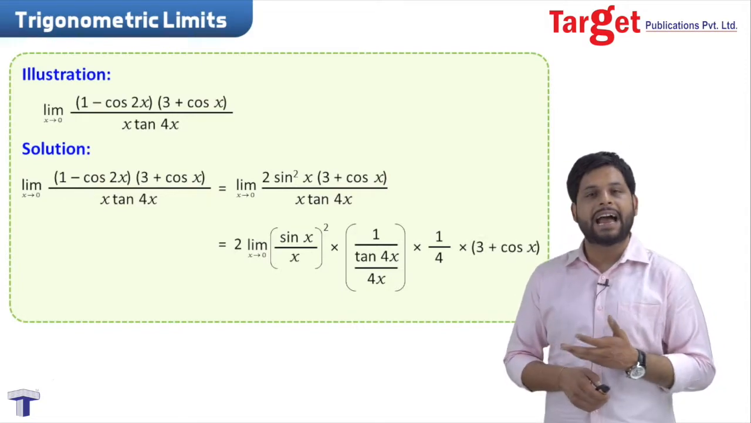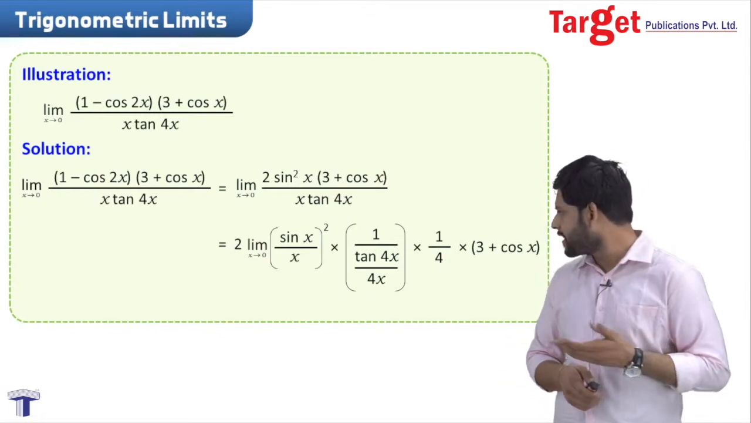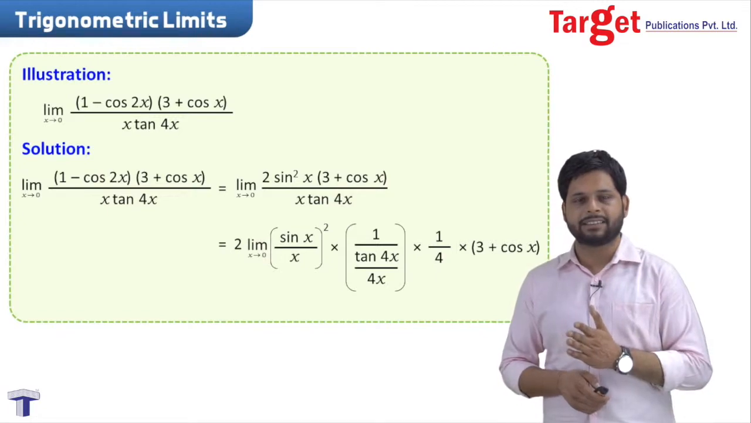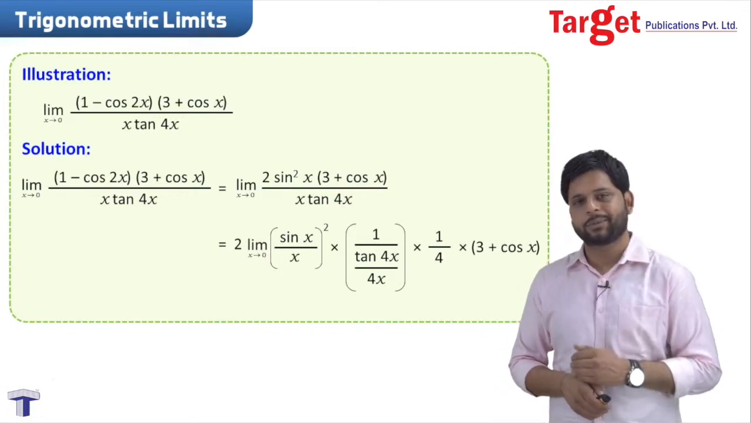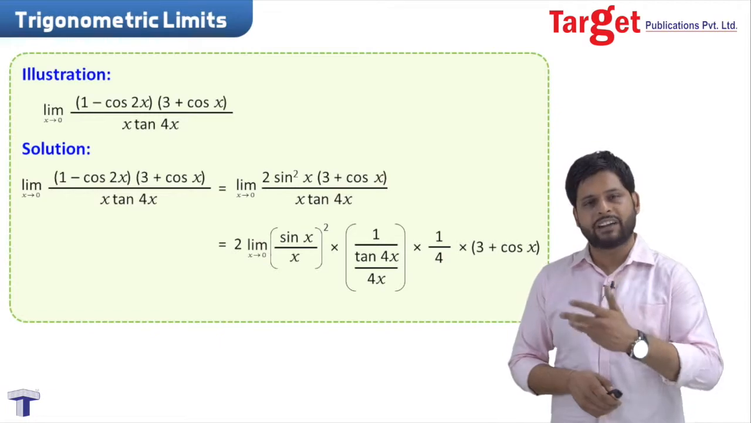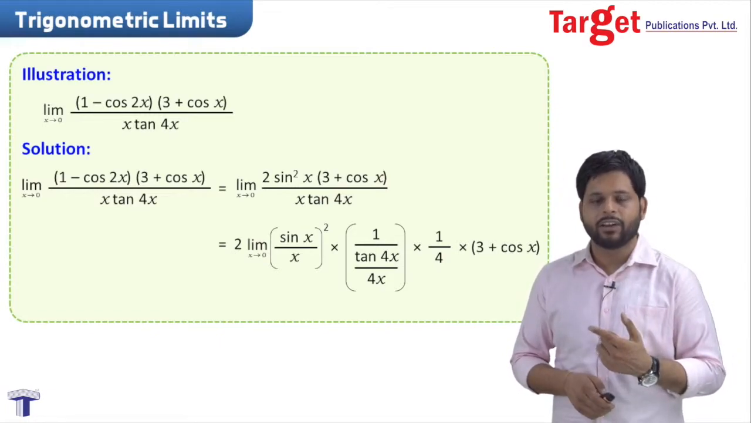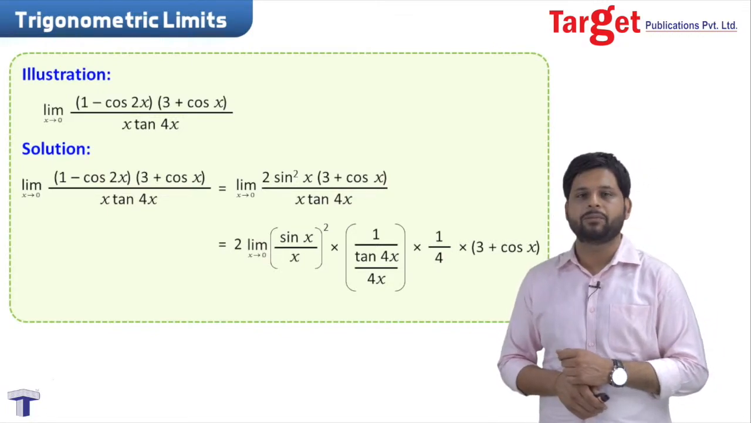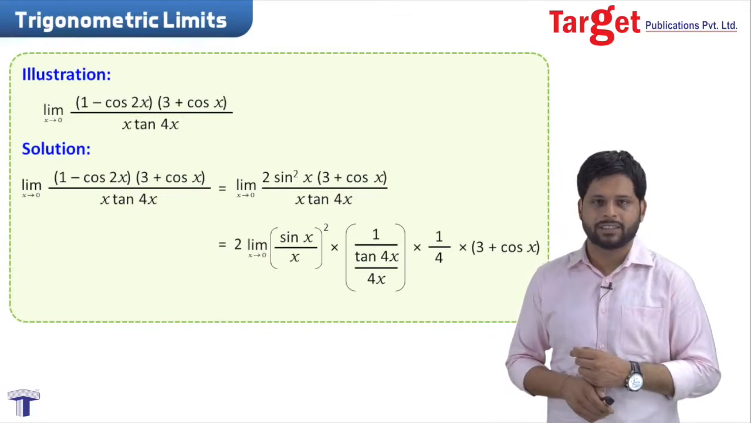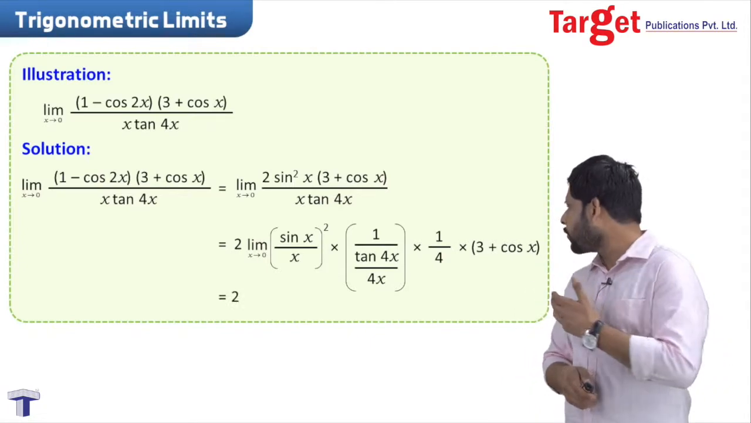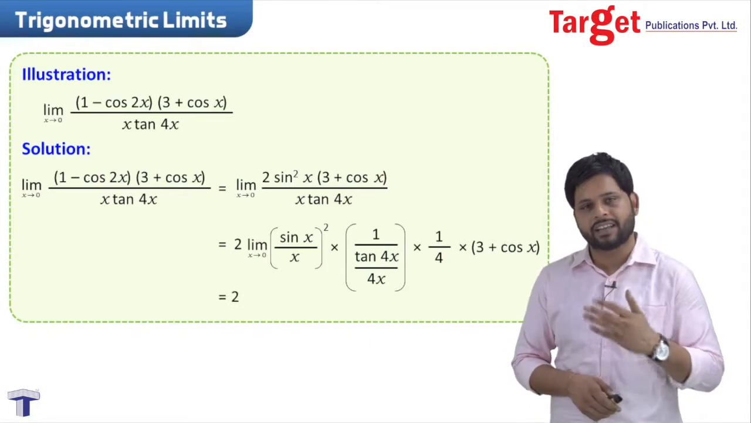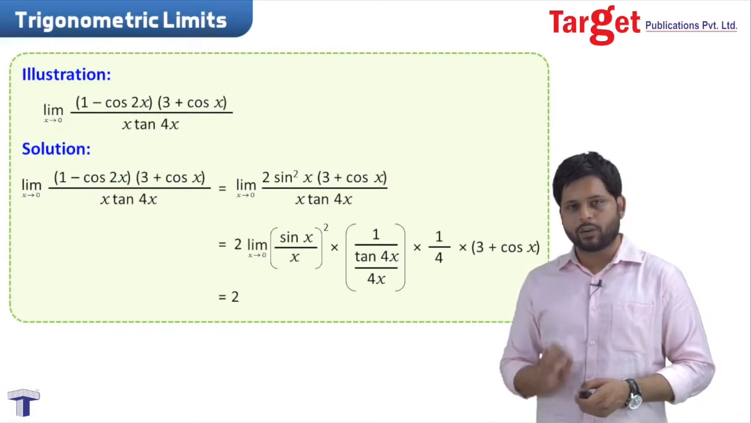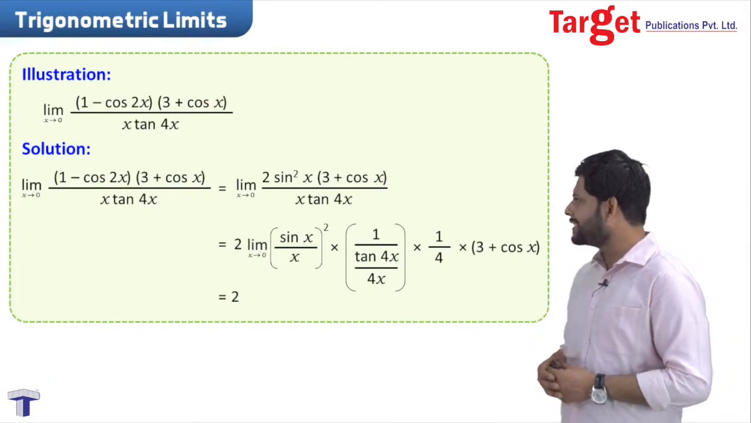The remaining function is 3 plus cos x. Now if we put the limit x approaching 0, sin x upon x becomes 1, tan 4x upon 4x becomes 1, and substituting 0 in the cos function, cos 0 is equivalent to 1. So after the cancellations, overall the answer becomes 2.